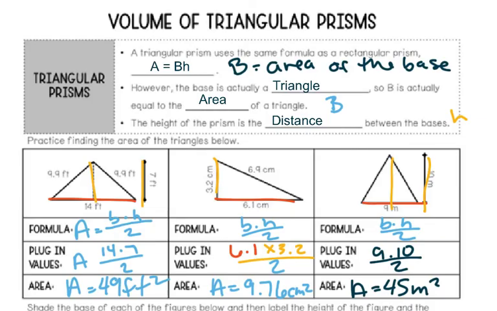Also, if you go back up here to the top, I made a mistake here as well. You'll change this formula right here. It should actually be V equals big B times H. I was so worried about the area of the base that I put A here instead of V, but we're actually finding volume, so you need to have V there as that letter.